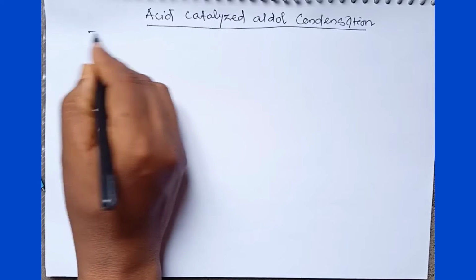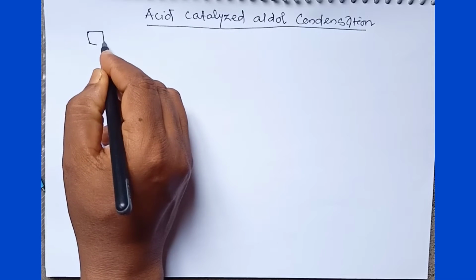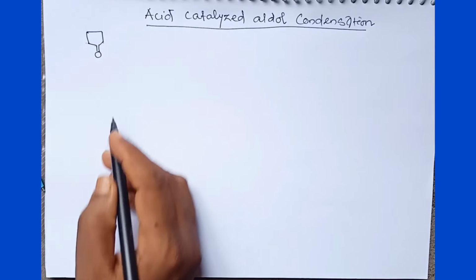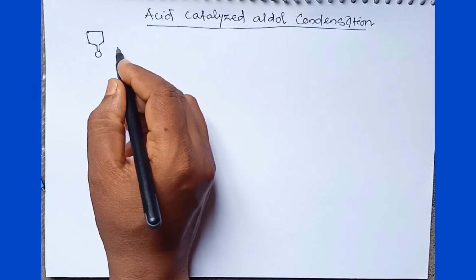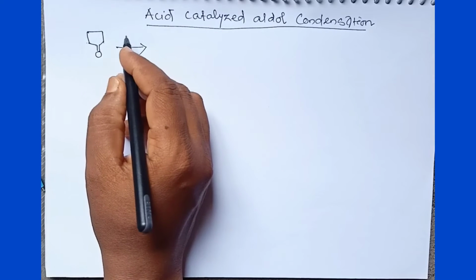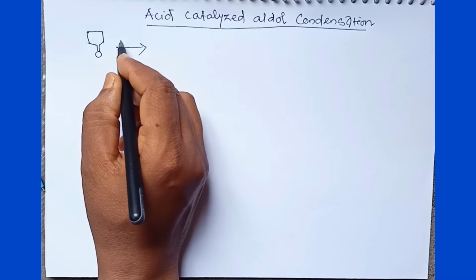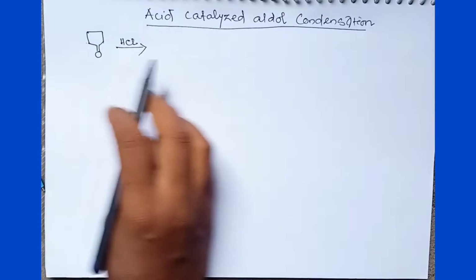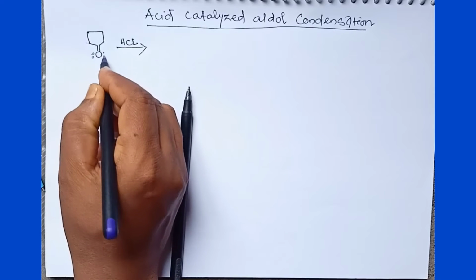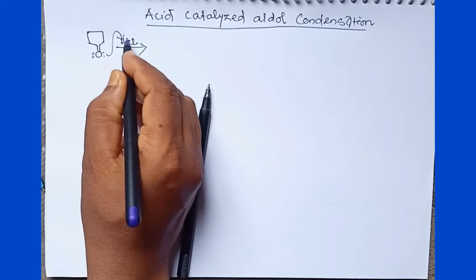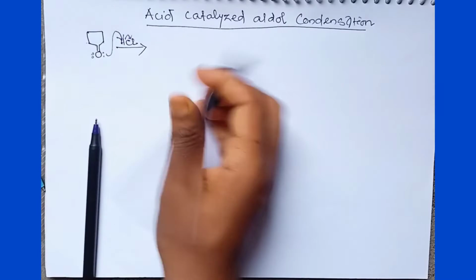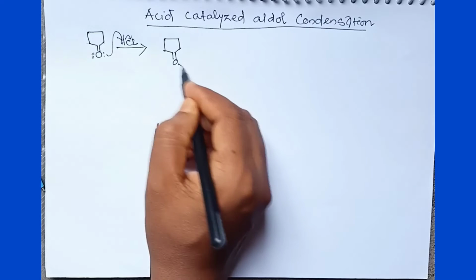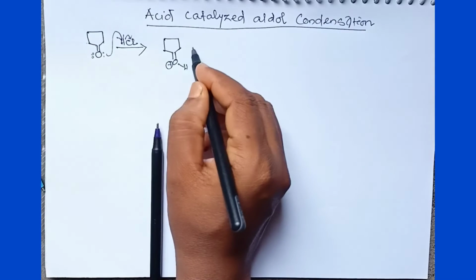So for instance, take an example of cyclopentanone, 1 2 3 4 5, cyclopentanone. Now suppose I am using a small amount of dilute HCl. Now how many lone pairs? Two lone pairs over oxygen. Now it will be protonated. So what will be the structure? You see the structure. Okay, now it is protonated.